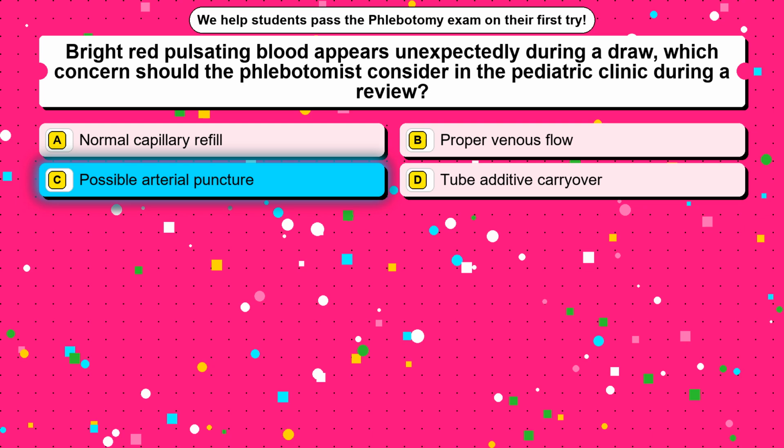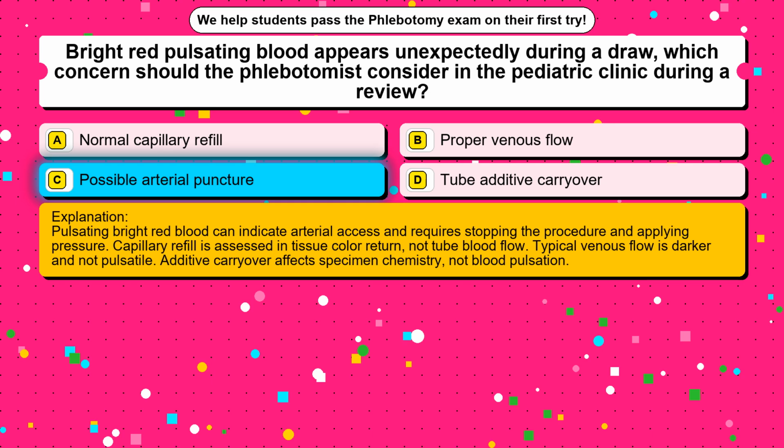The correct answer is option C. Possible arterial puncture. Pulsating bright red blood can indicate arterial access and requires stopping the procedure and applying pressure. Capillary refill is assessed in tissue color return, not tube blood flow. Typical venous flow is darker and not pulsatile. Additive carryover affects specimen chemistry, not blood pulsation.